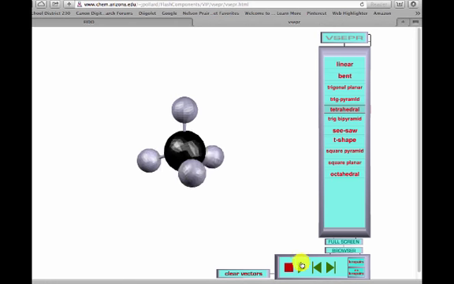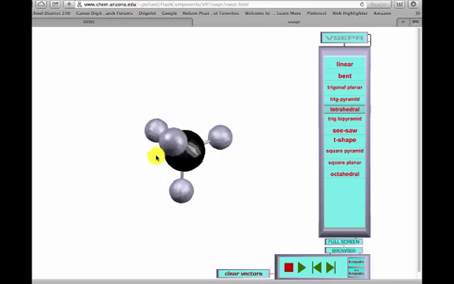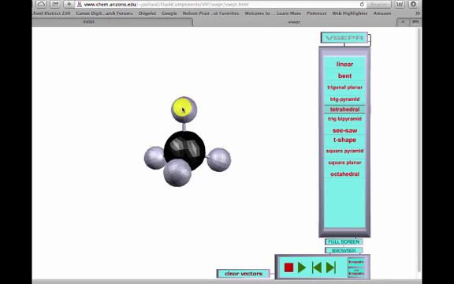Notice what happens here. This forms a tetrahedral structure. All 4 of those areas are bonding because we're looking at where the atoms are. The atoms are here, here, and here. So those are where the atoms are located.